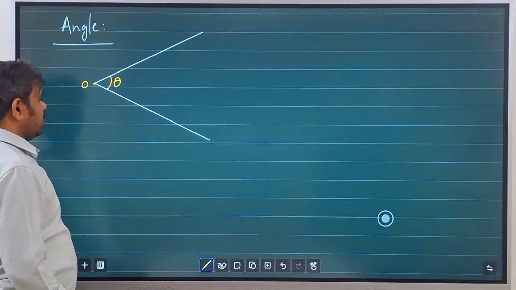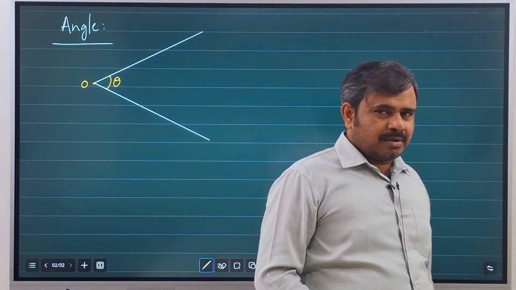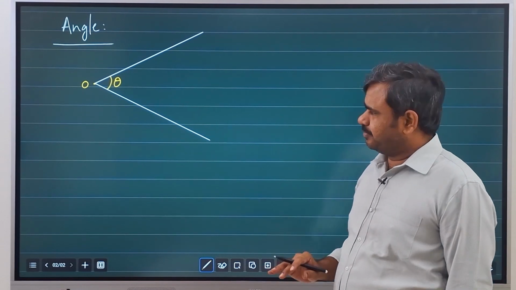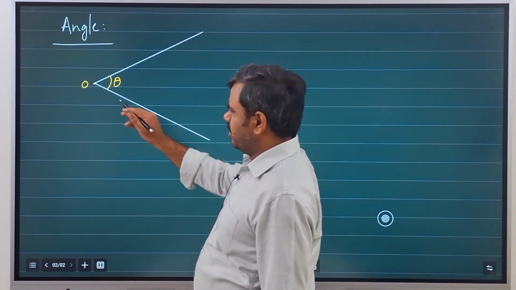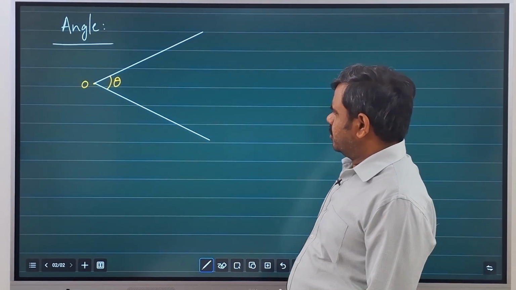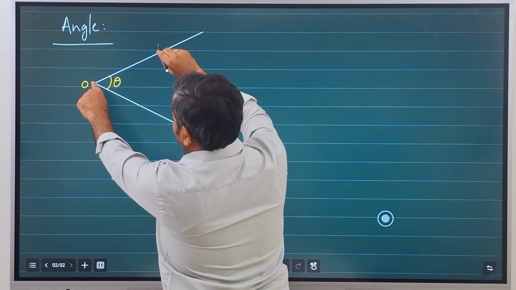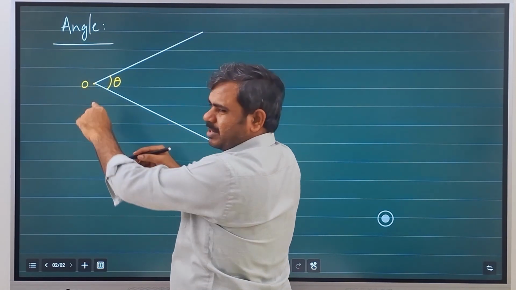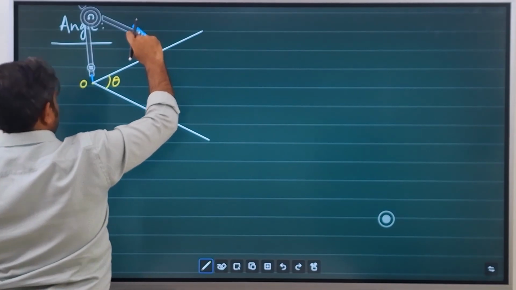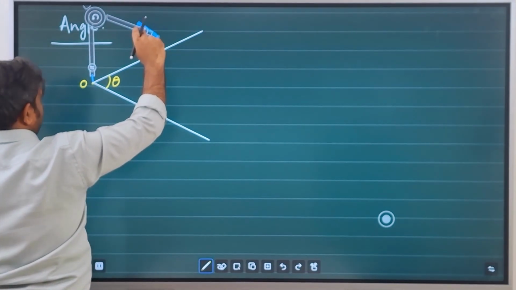Well, here, by taking point O as the center, you can draw a circular arc of any radius to find angle theta. What we are going to do is take point O as the center and draw a circular arc. You can tie a string to the pen, keep one end of the string fixed here, and draw a circular arc with the other end. That way also you can draw a circular arc, but here we have a compass, so let's use it. Let's draw a circular arc that intersects these two lines at any 2 points.